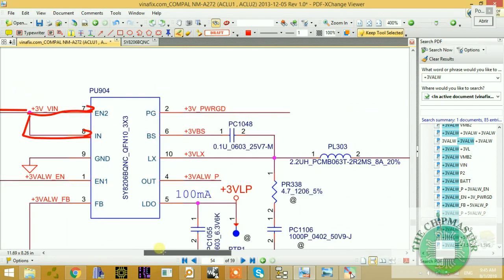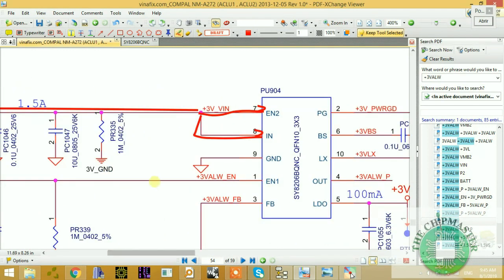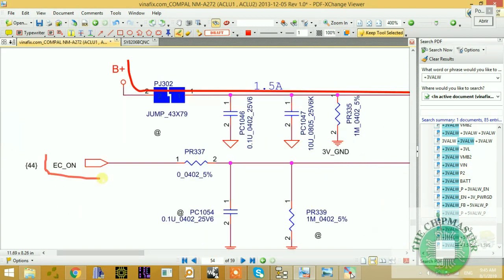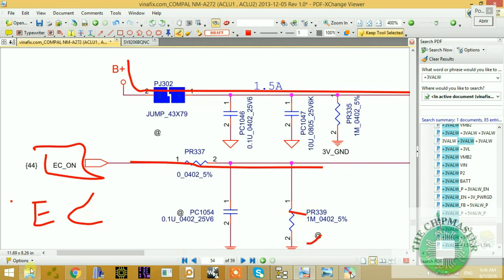Alright, so the next thing we need now is the turn on signal. The turn on signal, as you can see, is coming from EC on. Anybody can tell me who sent this signal? This signal is coming from our IO controller, or our EC. The EC is sending this signal, and it is coming through this 0 ohm resistor. And this 1 mega ohm resistor is not installed, as you can see.